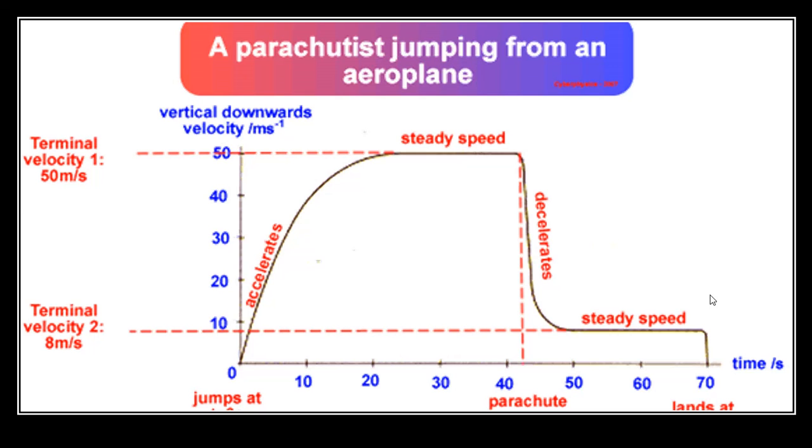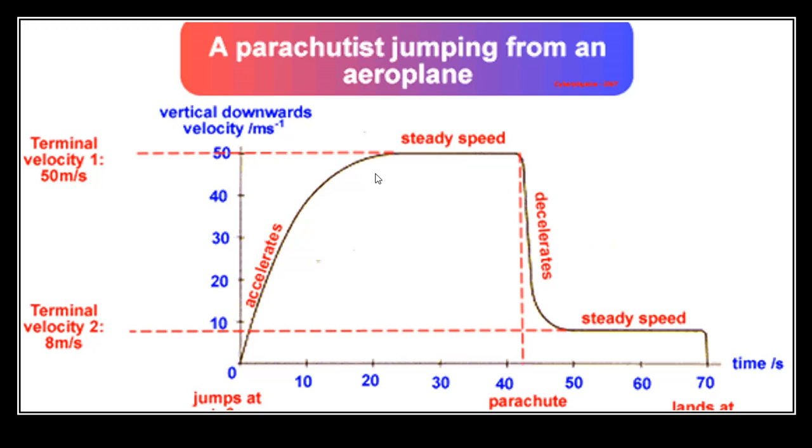Right? Now let's check the graph. The graph is actually telling us the whole story. Since you're jumping from zero speed, and you didn't open the parachute yet, the gravity is bigger than the air resistance, so you accelerate. Accelerate means you're speeding up. Why do you speed up? Because the gravity is pulling you downwards more than the air pushing you upwards. So you're accelerating.